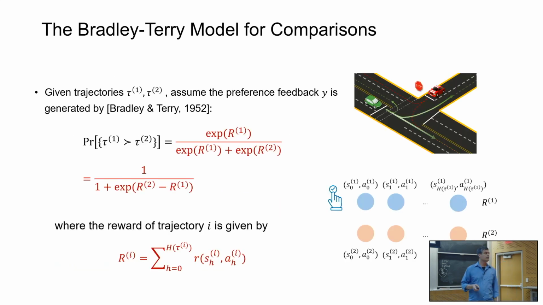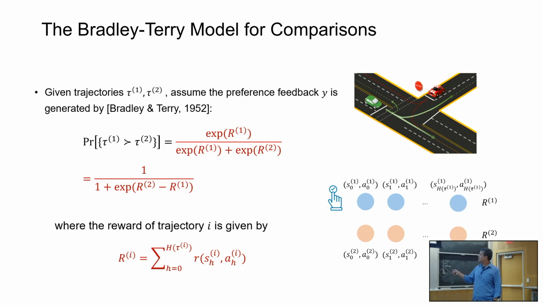The most natural thing to do is to assume the Bradley-Terry model. In fact, this is exactly what Christiano et al. did. So they assume the Bradley-Terry model. Under the Bradley-Terry model, you don't know this reward. Let's say the reward of trajectory 1 is R1, reward of trajectory 2 is R2. Then you assume that when you show these two trajectories to a person, they'll say that they like trajectory 1 with probability proportional to e raised to the power of R1, and they'll like trajectory 2 with probability proportional to e raised to the power of R2.